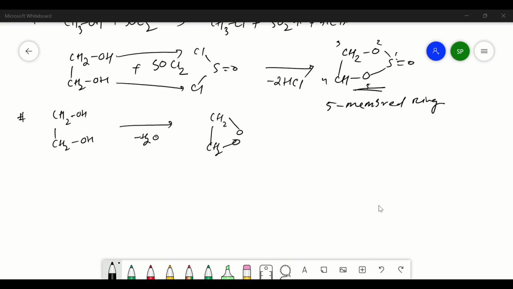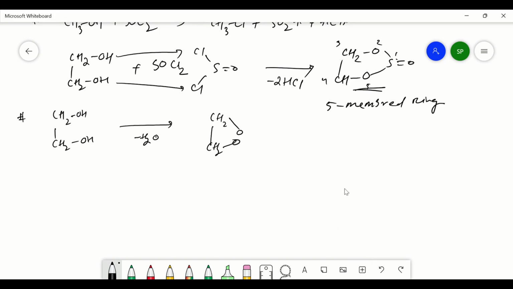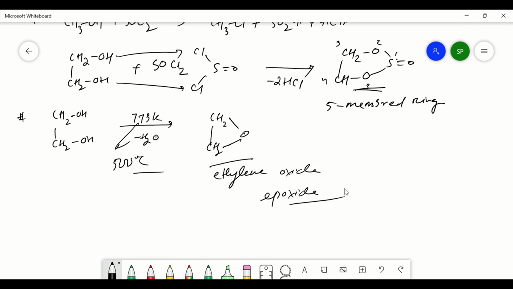in the presence of heat, this loses water and there is formation of epoxide. On heating to 773 Kelvin, which is around 500 degrees Celsius, this loses water, or there is dehydration. Sorry, please correct this: there is dehydration and there is formation of ethylene oxide, or epoxide. Okay.